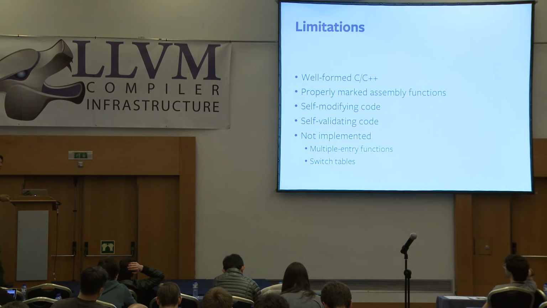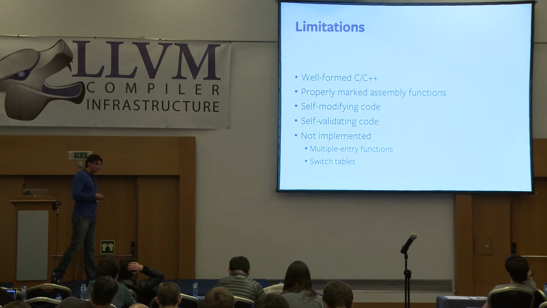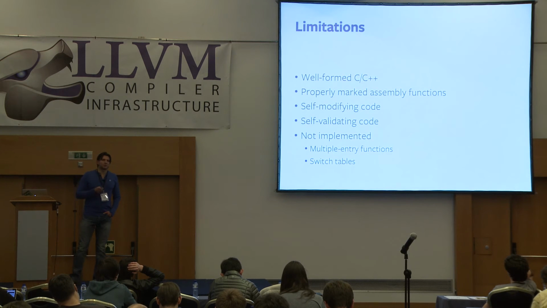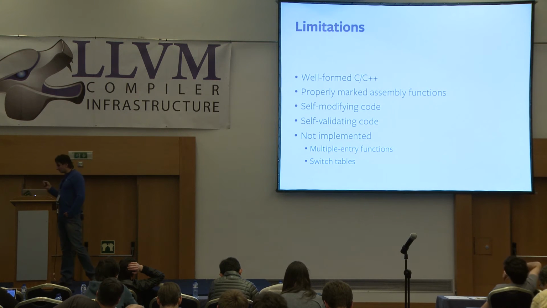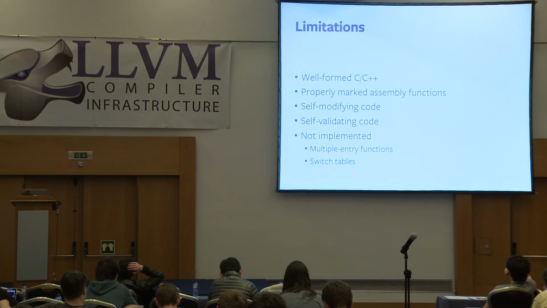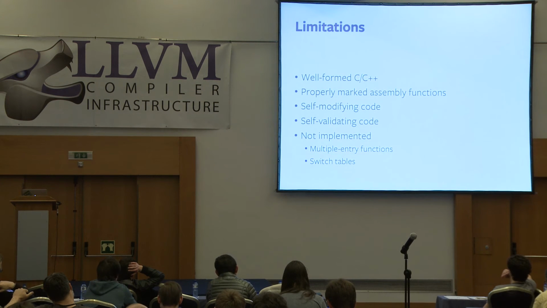What are the current limitations for the binary optimizer? There are, I would say, two major classes of limitations. Some of them are more fundamental, and others are just limitations of our implementation. So you need a well-formed C++ code. If you have a call into the middle of the function, or a call to some function plus an offset, it's not portable code. And it's very hard for the binary optimizer to understand, especially when it doesn't have relocations from the linker.